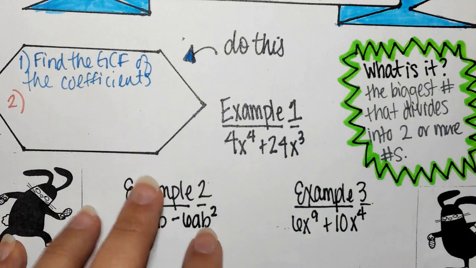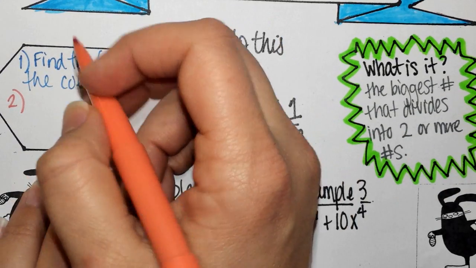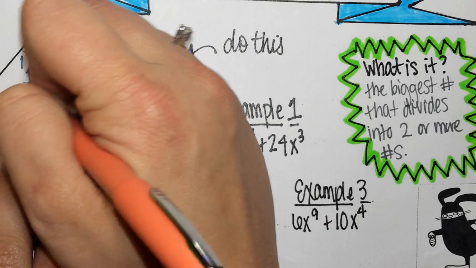Okay, so step 2 is take the lowest exponent.